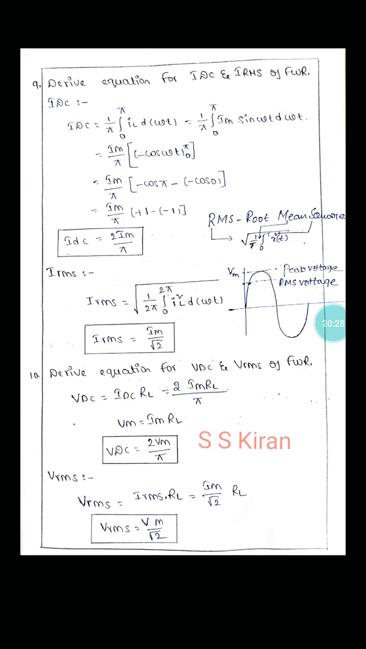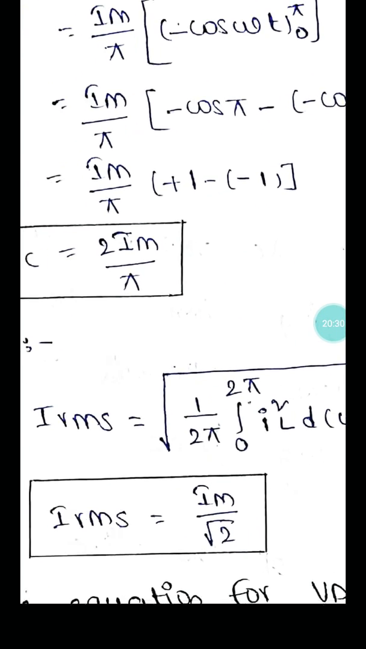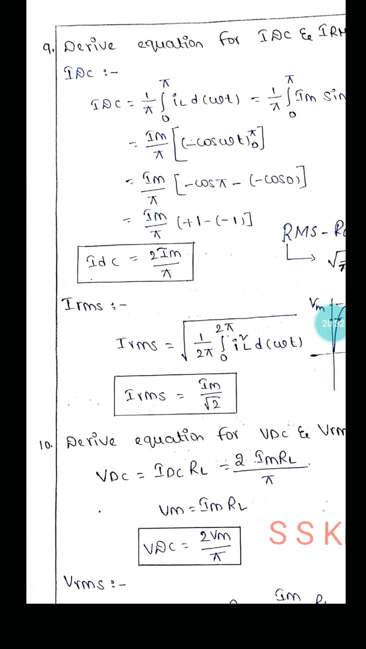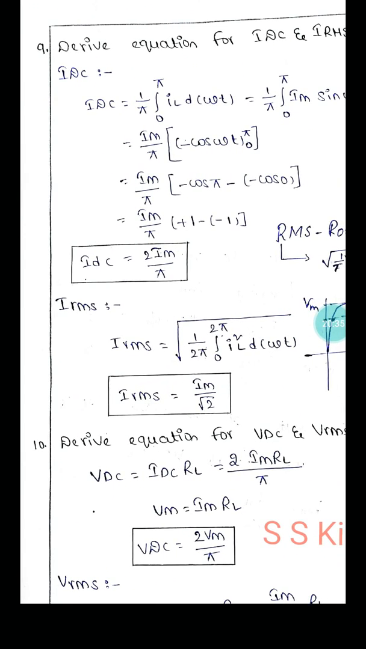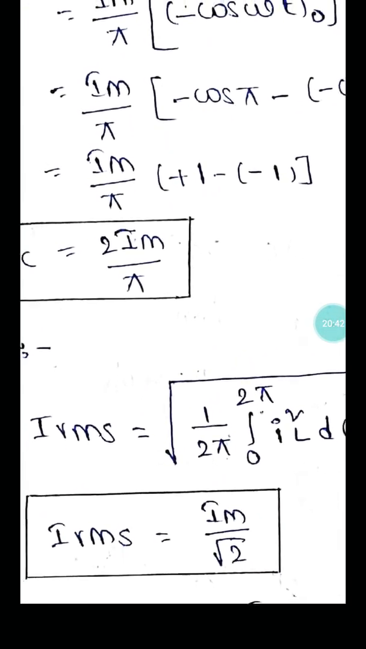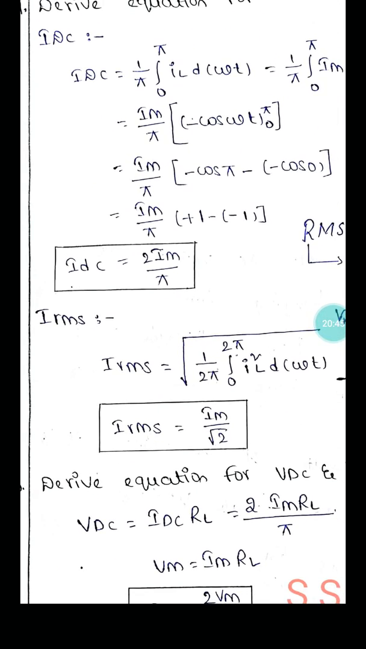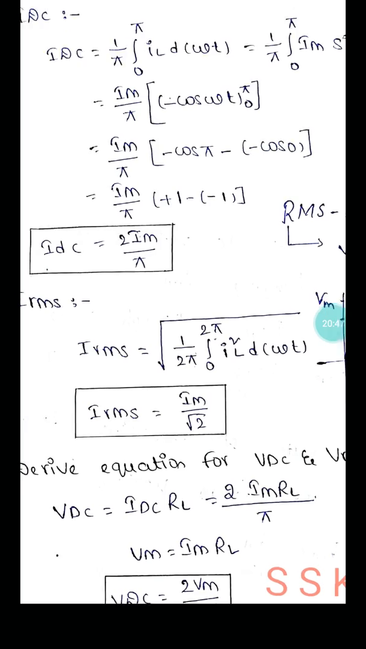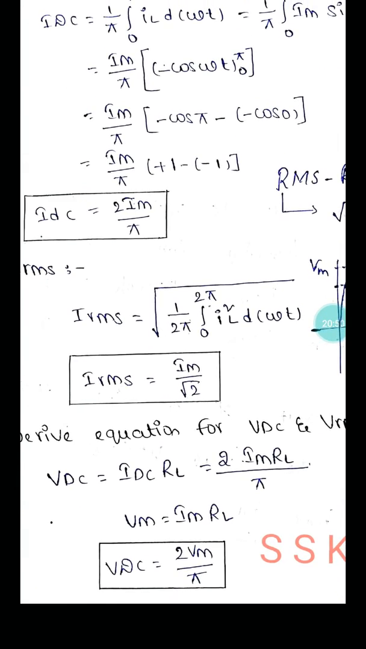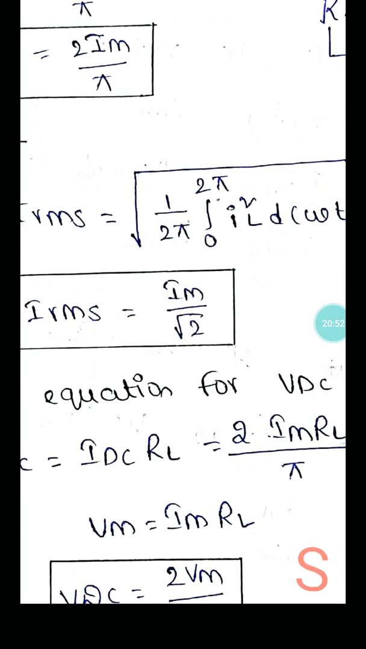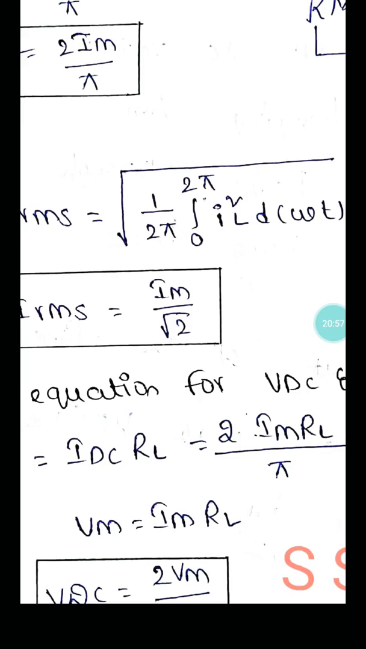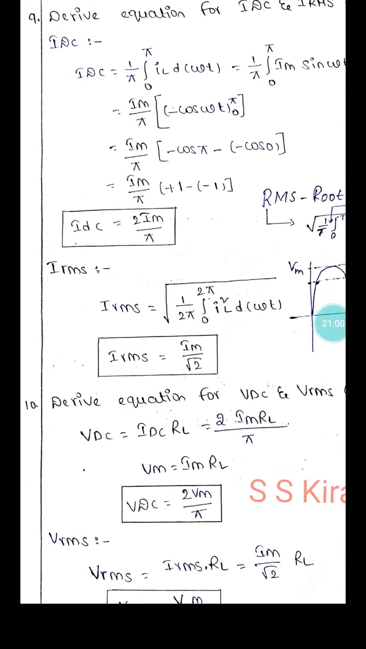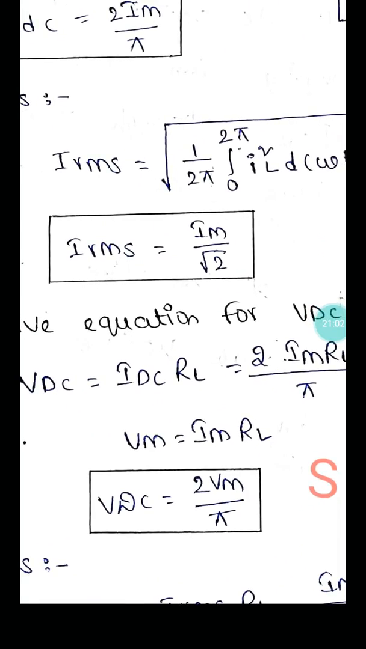Very simple. Already I have discussed IDC. What is the value of IDC? 2Im by pi. Simply substitute that value. Actually, V is equal to IR. What about VDC? IDC into RL. What about IDC? 2Im by pi. Substitute this value in this equation. Now how will it be converted? 2Im by pi into RL. Now Vm is equal to Im into RL. Substitute Im RL with Vm. Finally you get VDC is equal to 2Vm by pi.